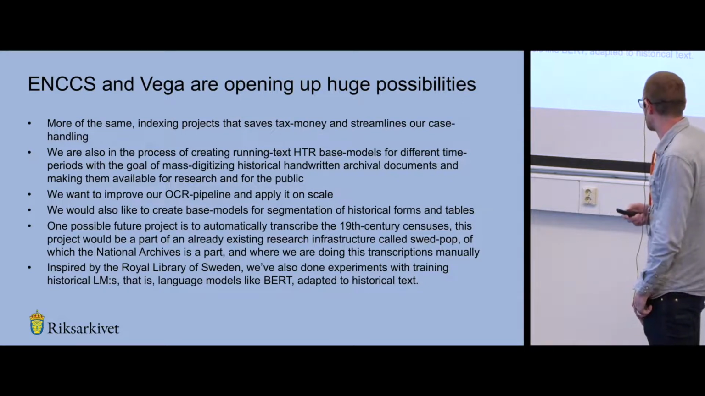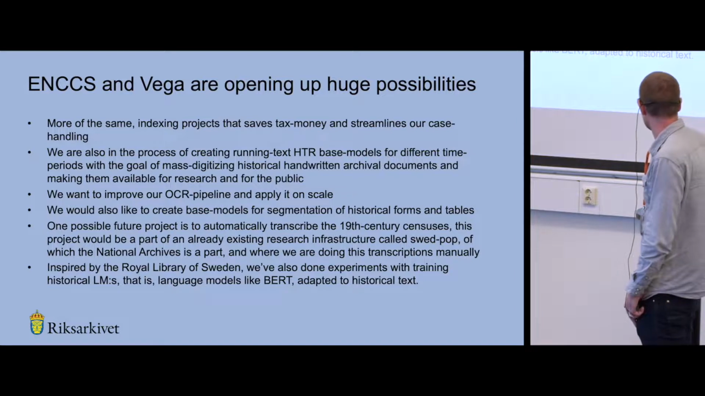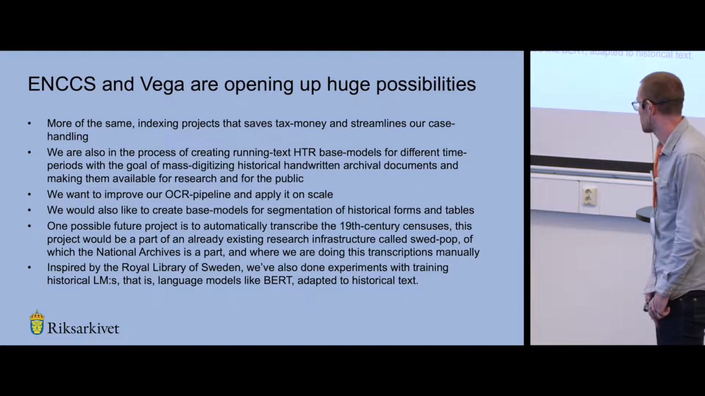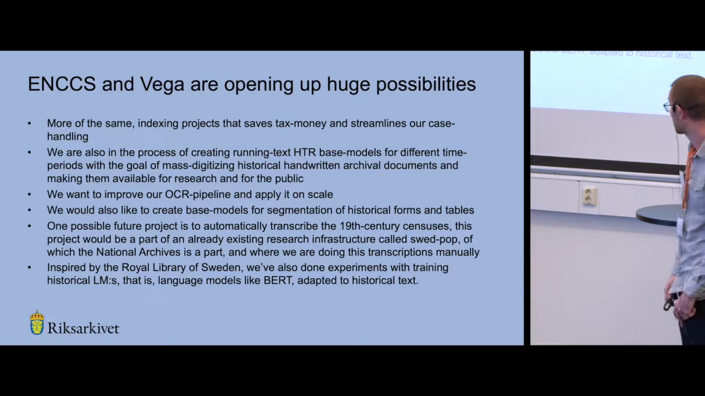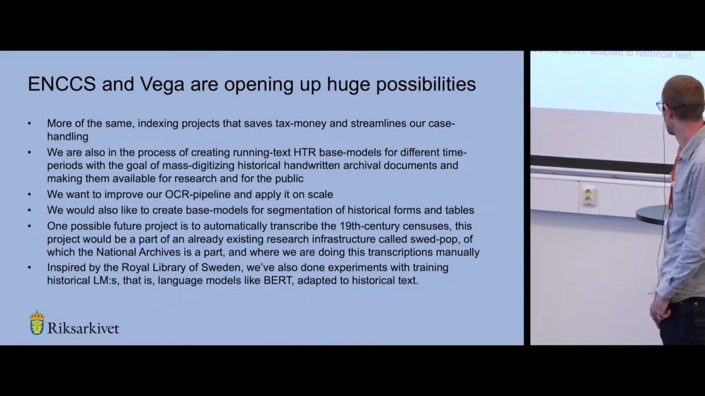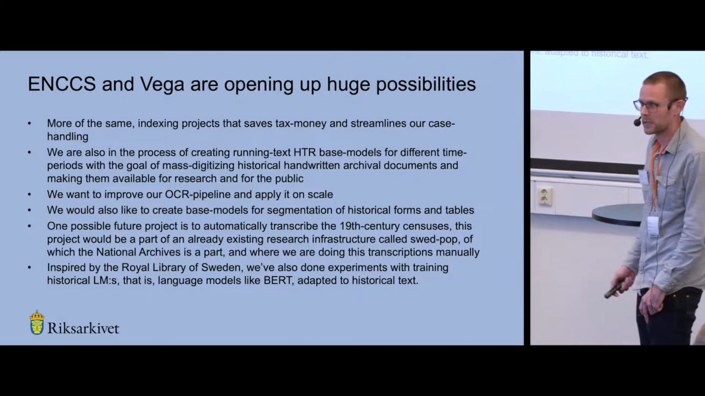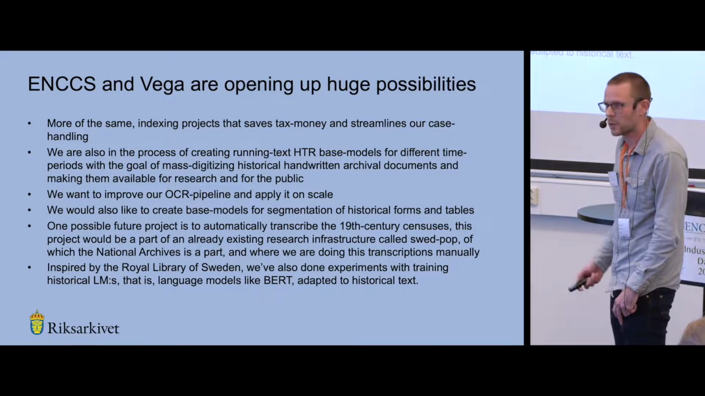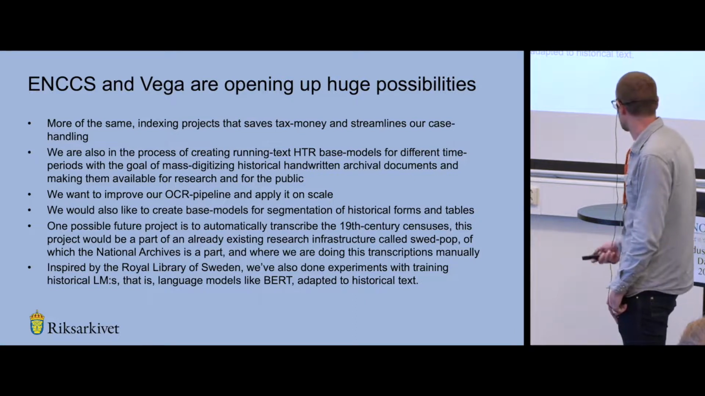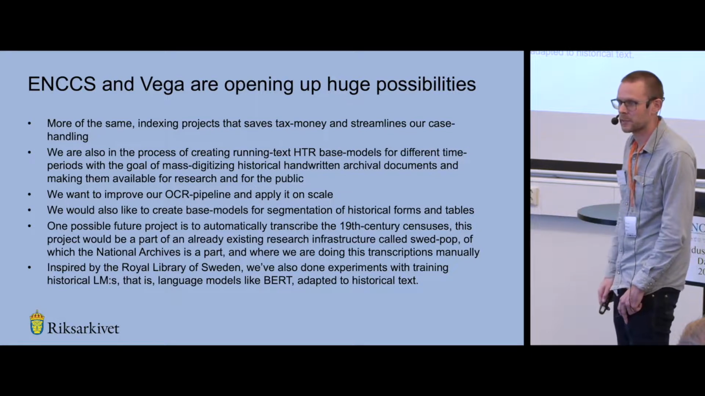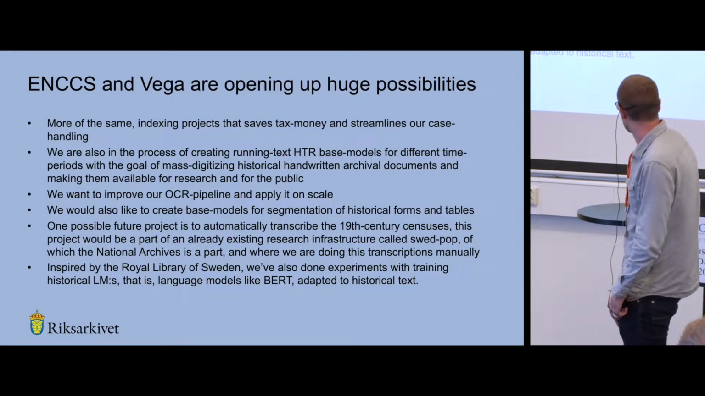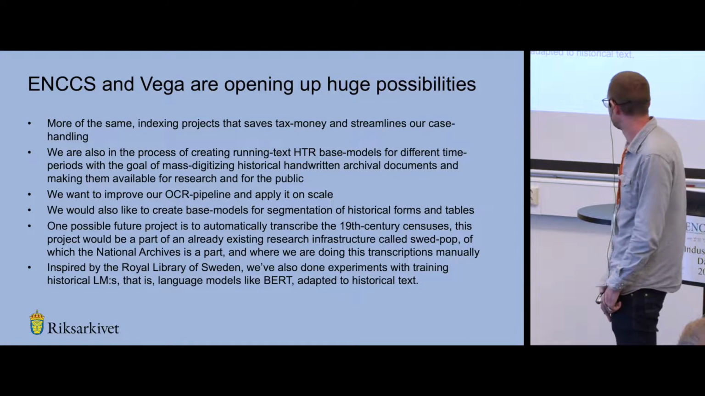And one possible future project is also to automatically transcribe the 19th century censuses. This project would be a part of an already existing research infrastructure called SWEDPOP, of which the National Archives is a part. Right now, we're doing these transcriptions manually, and it requires a lot of work. And if we could do this automatically with good quality, as has been done in other countries, by the way, it would save a lot of money.